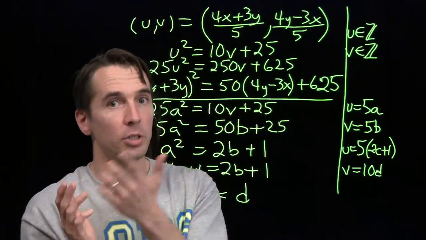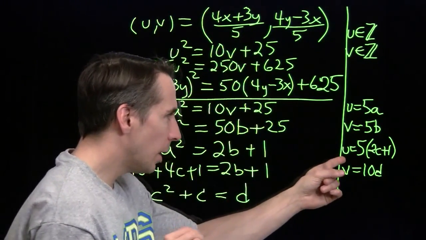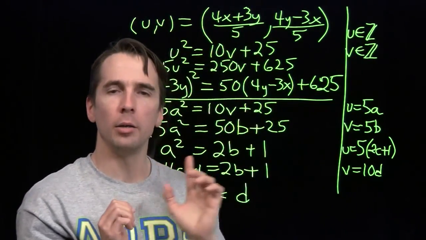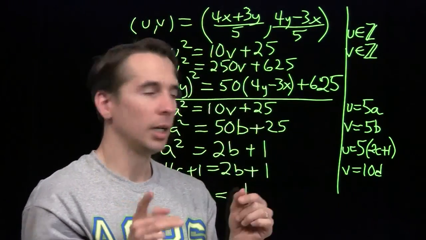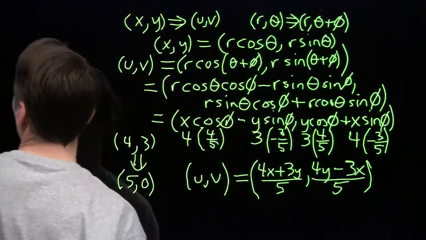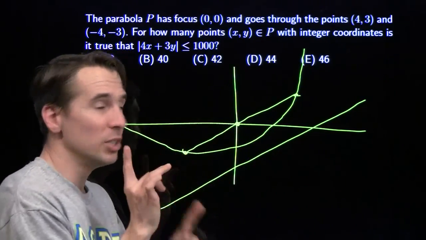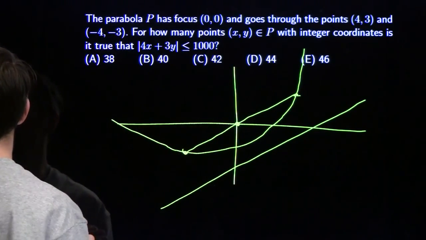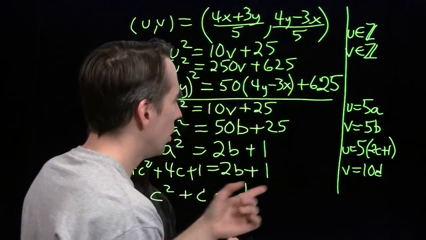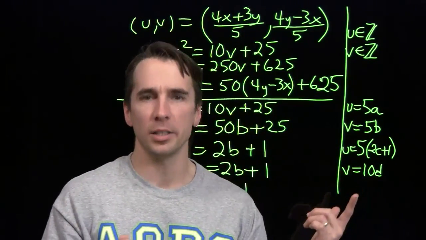And that gives me my coordinates u and v that are lattice points on the parabola. So that means my lattice points on this nice parabola happen everywhere where u is an odd multiple of 5. And we remember from before what our condition was. U is 4x plus 3y over 5. We need the magnitude of 4x plus 3y to be no greater than 1,000, so the magnitude of u has to be no greater than 200. So coming back here, these odd multiples of 5 have to be between negative 200 and positive 200.